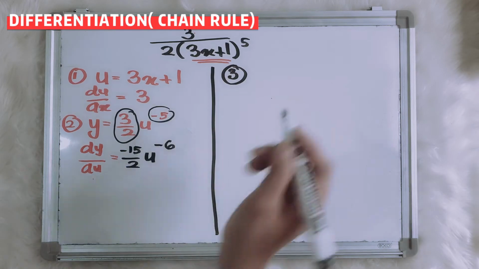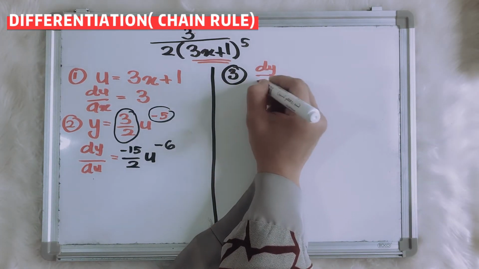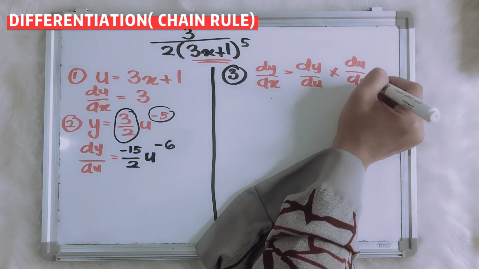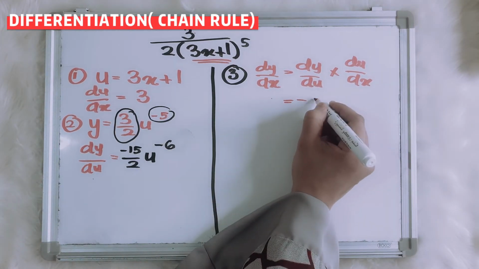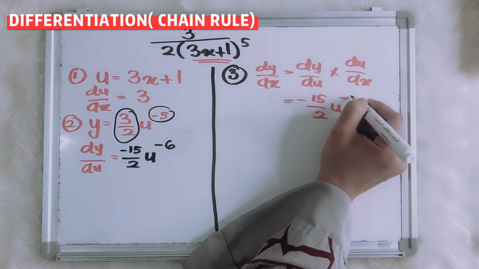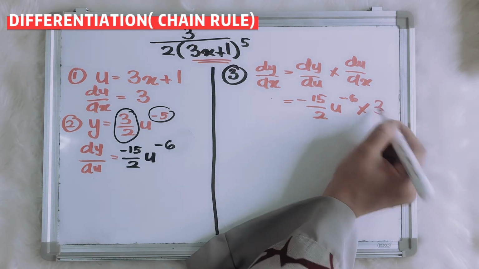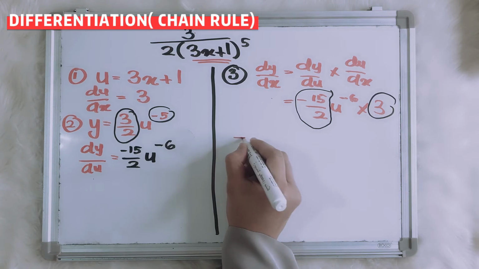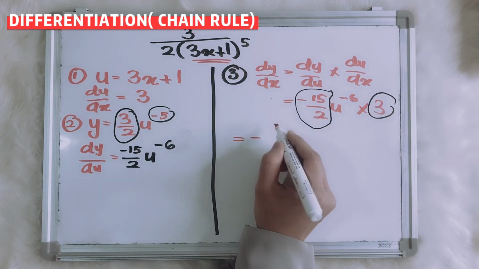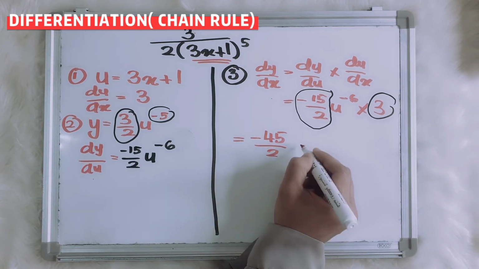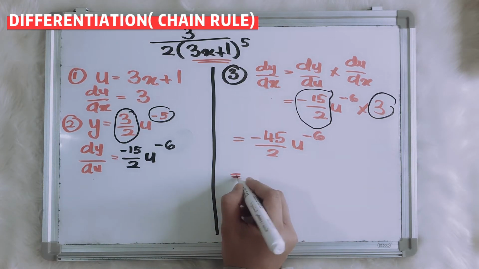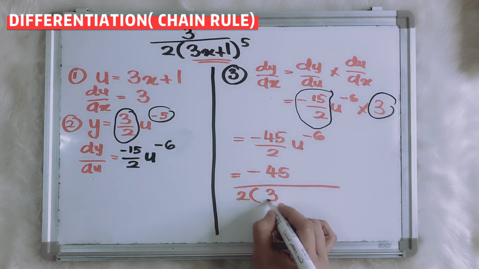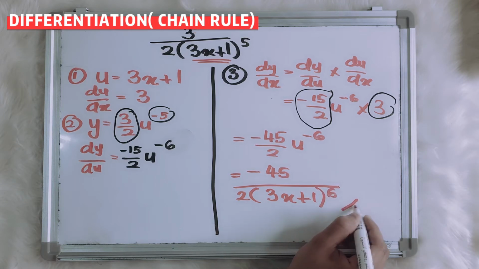Okay, the third one. What is the third one? Your dy over dx equals dy over du multiplied with du over dx. So substitute. Dy over du is negative 15 over 2 u to the power of negative 6. You multiply with 3, so number and number here. So you have negative 15 times 3, which is negative 45 over 2 u to the power of negative 6. What is your u? You copy back here: 3x plus 1 to the power of 6. Easy?